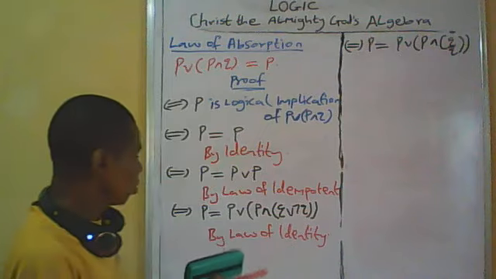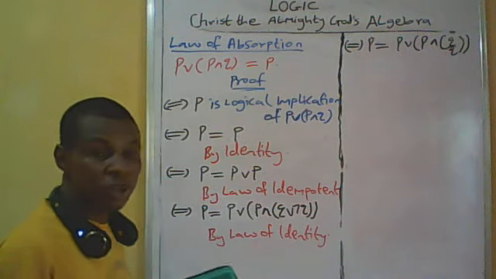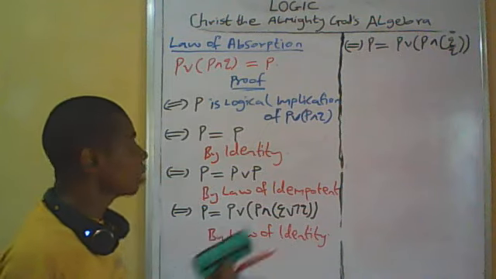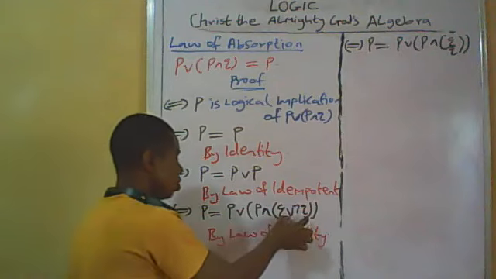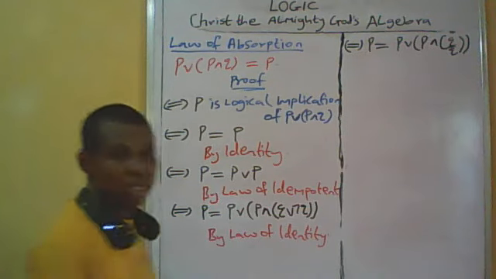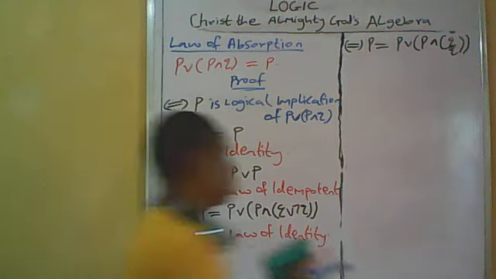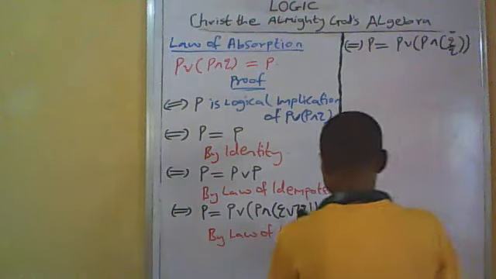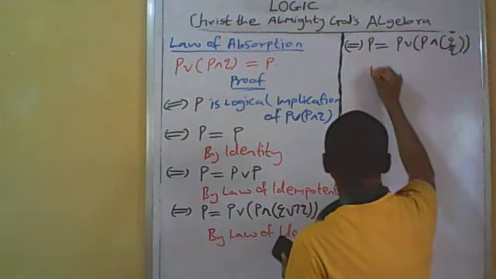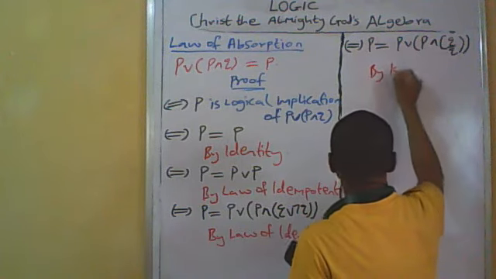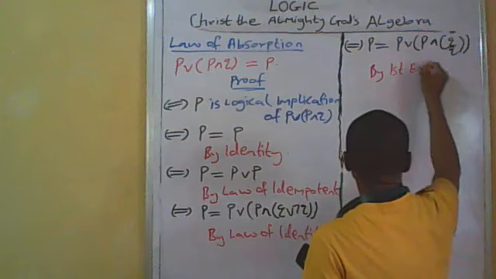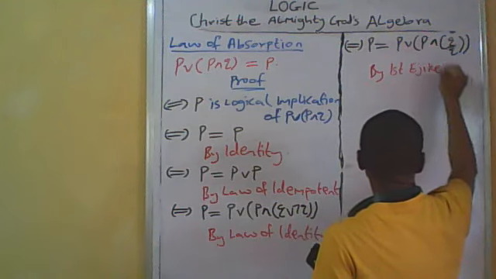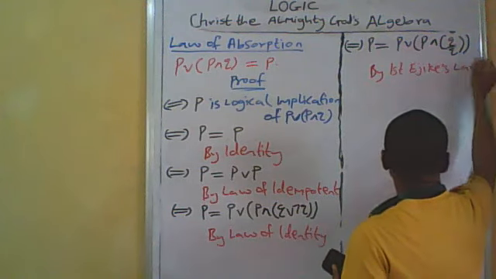So this is justified by the first case law. It's through the first case law that we transform this disjunctive statement to a conditional statement, being justified by first case law.